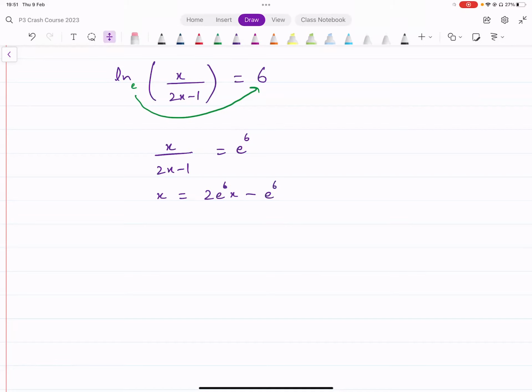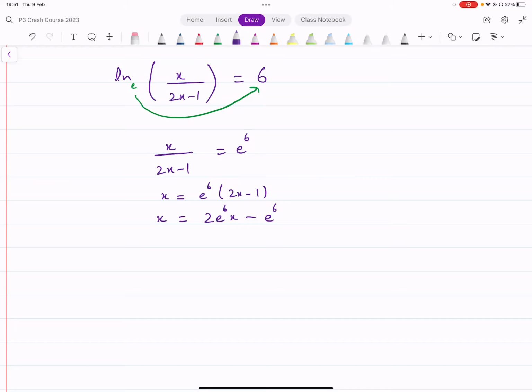Let's just add one more step here to add more clarity. It's x equals e raised to power 6 into 2x minus 1. And you just multiply them. It's 2e raised to power x times 2e raised to power 6 times x minus e raised to power 6. Now you need to solve this.